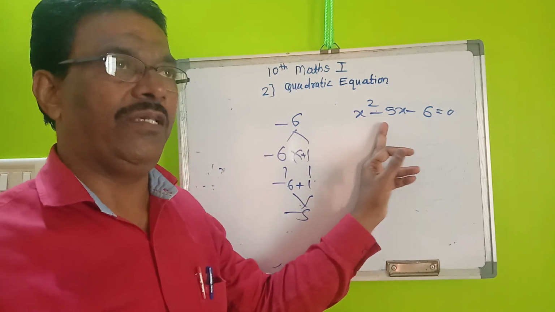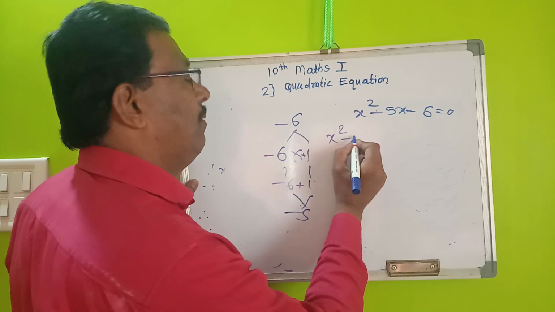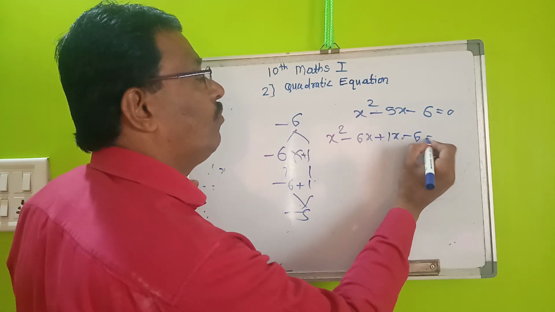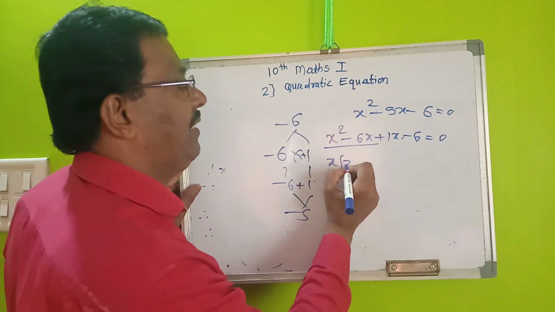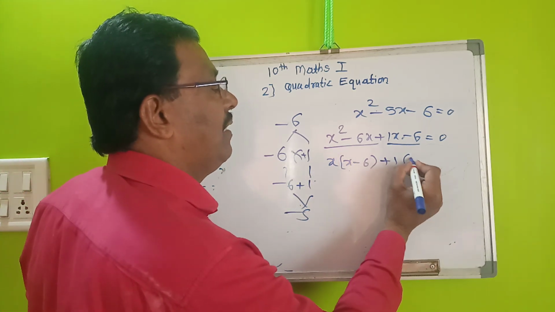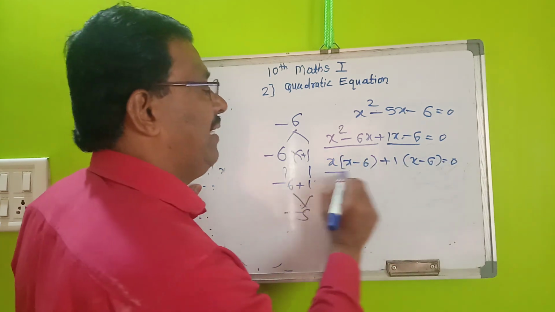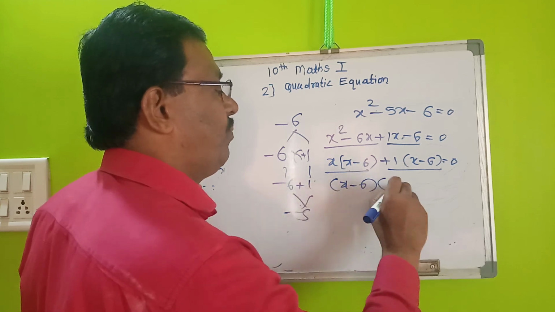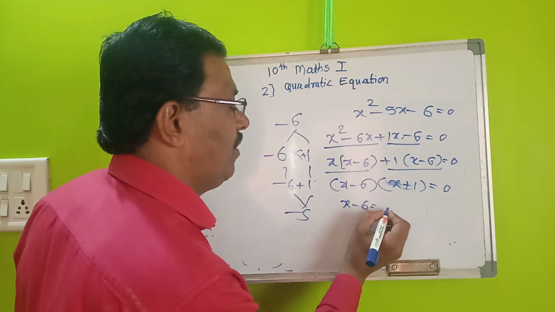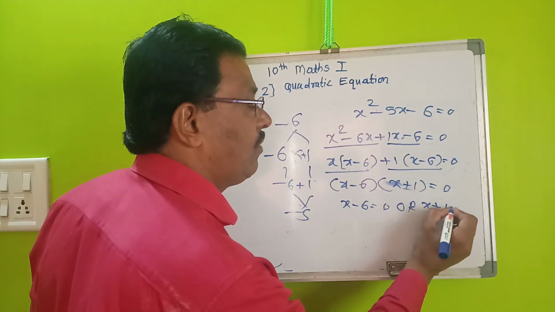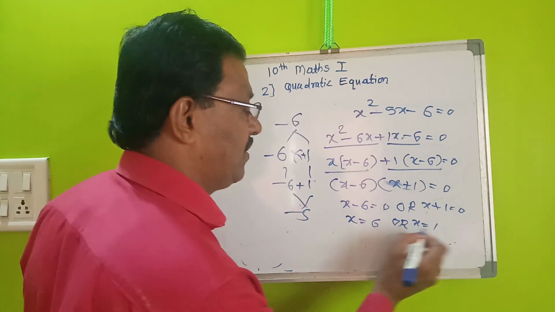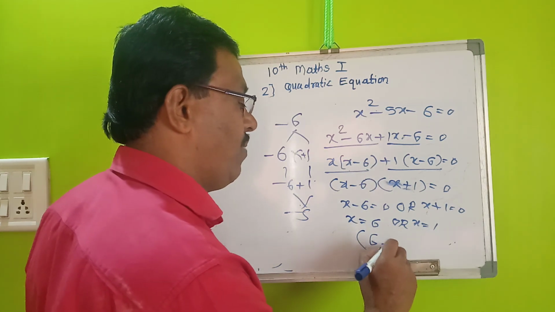So instead of minus 5x, we will write x squared minus 6x plus 1x minus 6 is equal to 0. Take x common, so x minus 6. Here no common factor is visible, but 1 is common, so plus 1 into x minus 6 is equal to 0. So x minus 6 is common, remaining x plus 1 is equal to 0. So x minus 6 is equal to 0 or x plus 1 is equal to 0. So x is equal to plus 6 or x is equal to minus 1. So the solution of the given equation is 6 comma minus 1.